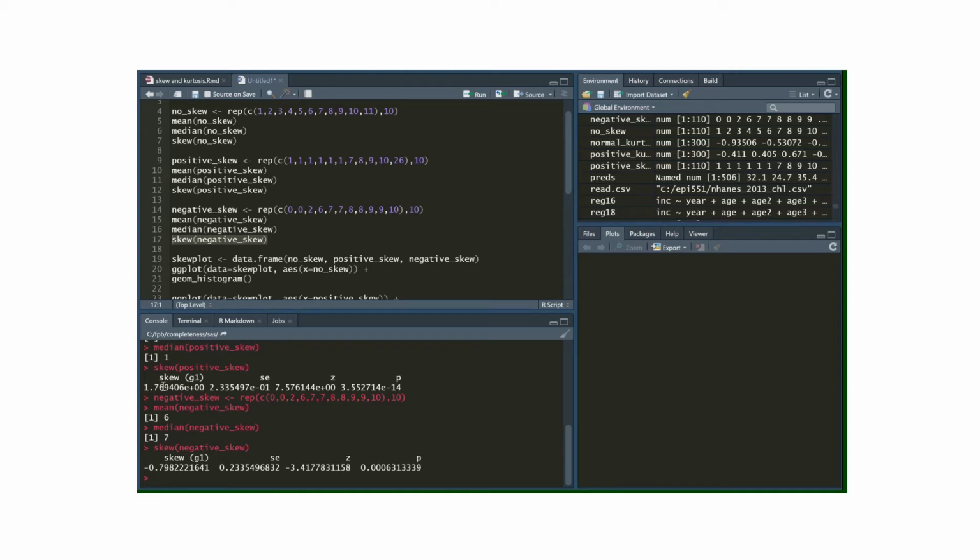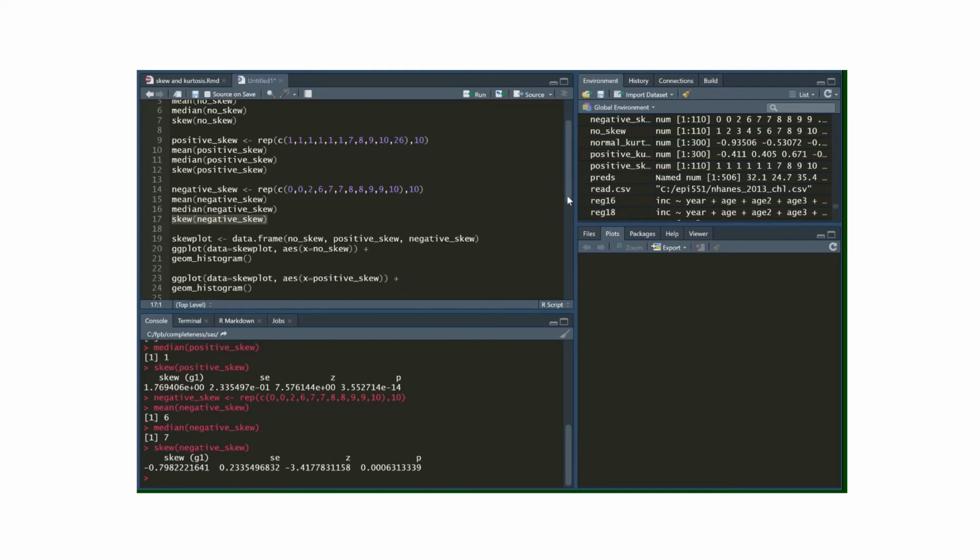Okay, so the positive skew is 1.769, the negative skew is negative 0.798. And you could say, well, does that mean that the second example was more skewed than the third example? The answer is yes. You can compare these statistics to one another. So in fact, the second example was highly positively skewed, while the third example was mildly negative skewed. And actually, as we go forward in the course, we'll be able to do better than saying things like highly or moderately or mildly, because we'll be able to put actual statistics on those, but we're not there yet.